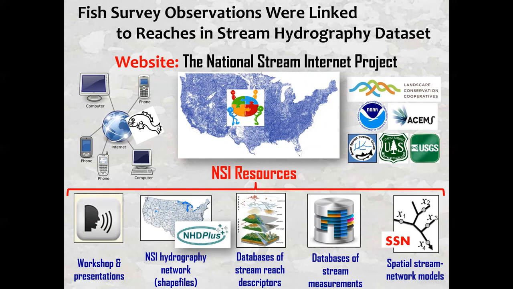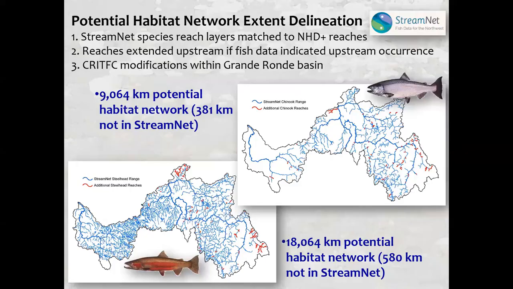And so to obtain that, we simply went to the NSI website, downloaded the streamlines, made that linkage. And then because those medium resolution networks still show a lot more streams than these two species actually use within the study area, we had to trim back those networks to represent the potential network of suitable habitats. And for that, then we relied on the StreamNet species distribution data sets.